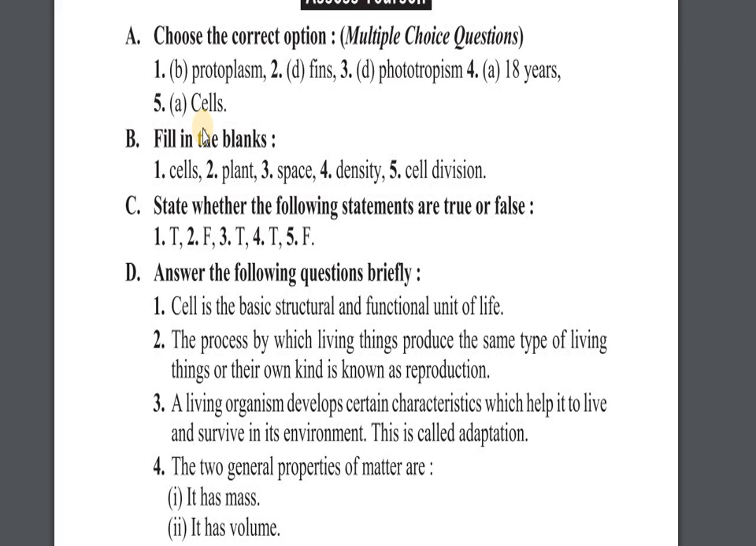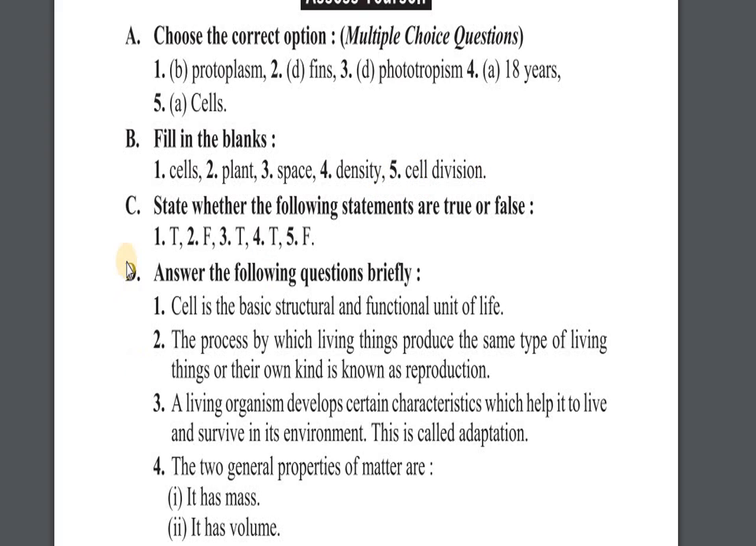Next, fill in the blanks. All living things are made up of tiny units called cells. Second question, chloroplast and cell wall are found in plant cells. Answer is plant. Third, the amount of space an object takes up or occupies is called its volume, and the answer is space. Fourth question, an object's mass per unit volume is called its, answer is density. Fifth, new cells are constantly being formed in the body of living beings through cell division.